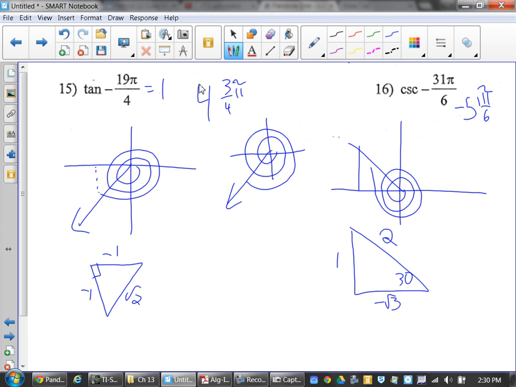Okay, cosecant here. Cosecant is the opposite of what? So if sine would be opposite over hypotenuse, cosecant would be hypotenuse over opposite. What's the cosecant of negative 31 pi over 6? 2 over 1, or 2. Why is your answer 2? The cosecant is the inverse of sine. Sine is opposite over hypotenuse, so cosecant is hypotenuse over opposite, 2 over 1.